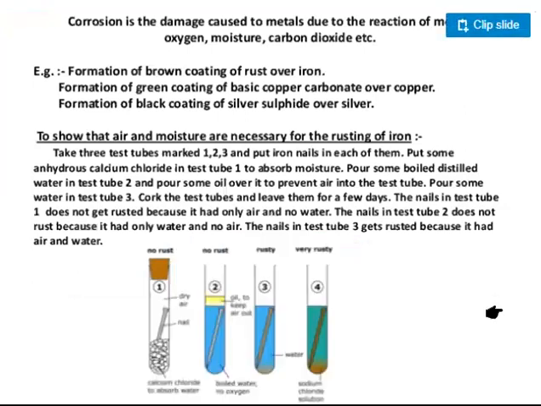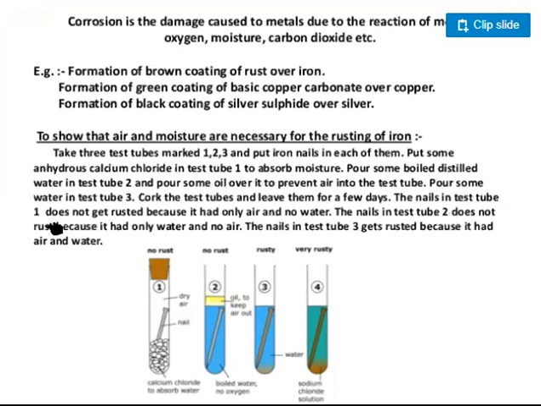One experiment is there. You have to take three test tubes and put iron nails in each of them. Now put some anhydrous calcium chloride in test tube 1. Then what it does, it will absorb the moisture. Pour some boiled distilled water in test tube 2. When we pour the boiled water, then it will not have any oxygen in it. Pour some oil over it to prevent air from entering the test tube. That means the oil will stop the entry of air inside that test tube.